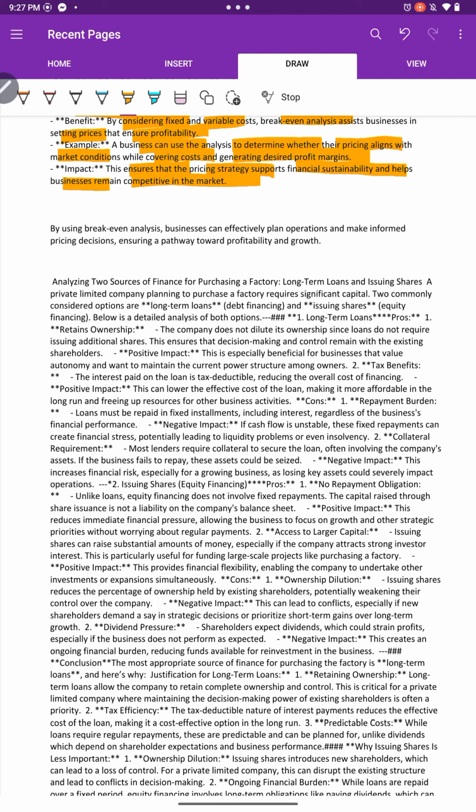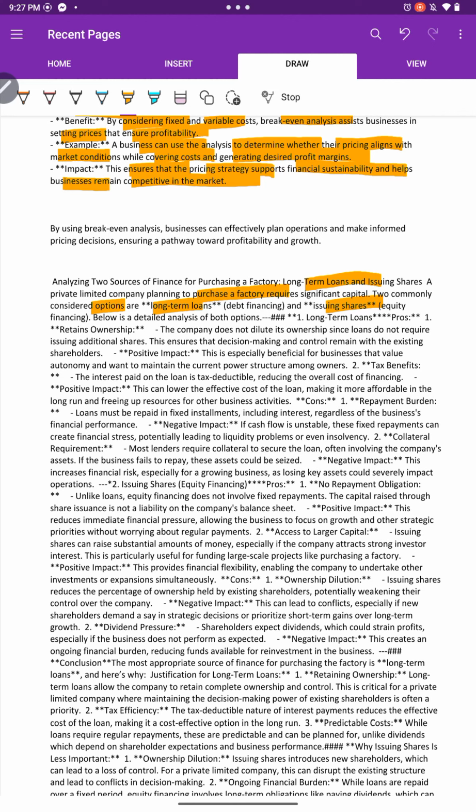So, the first thing is long term loans and issuing shares. A private limited company planning to purchase a factory requires significant capital. So, two commonly considered options are long term loans and issuing shares. Now, let's talk about the long term loan.